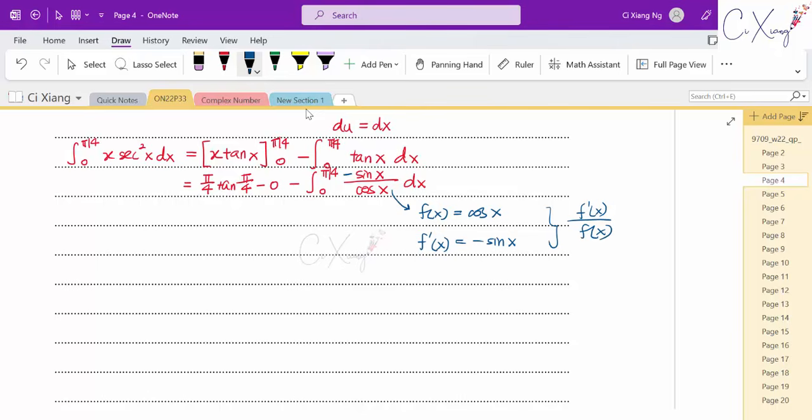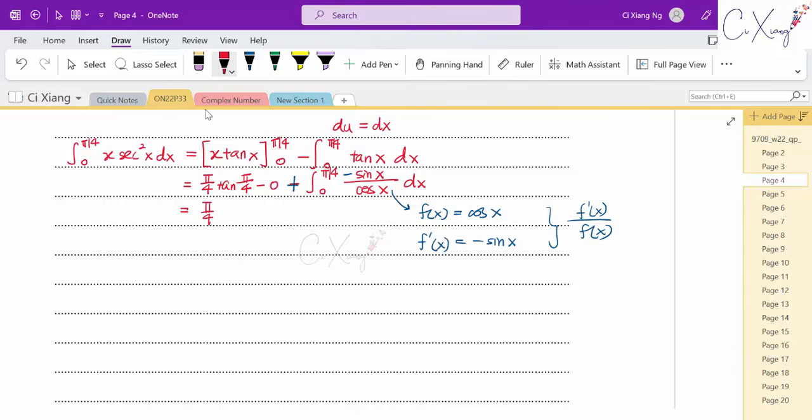So when I want to have a negative sine x outside, I also need to multiply by negative so that it becomes balanced. Negative multiply with negative becomes positive. So this part already becomes the f prime x over fx pattern, and we can further simplify. Let us continue back. For the front part, tangent pi over 4 is a 1, therefore I get pi over 4 here.